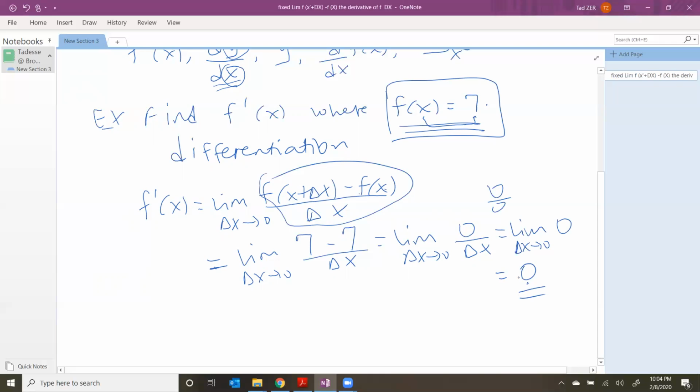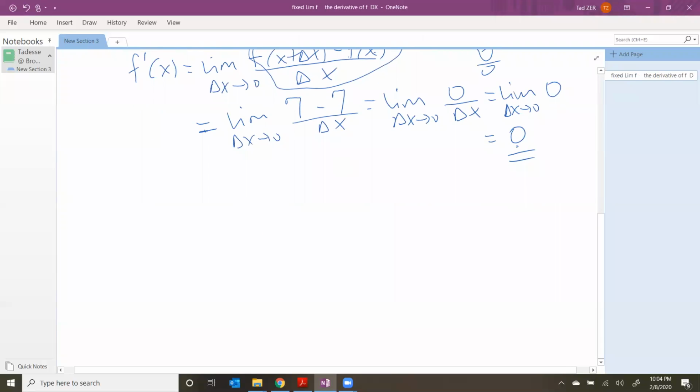So the derived function, the new function which is derived using the limit of the difference quotient, will be what? 0. So this is one very important basic property of derivative, which says the derivative of any constant is 0. Okay, let's see another example. How about the derivative of f of x equal to x, an identity function? So what will be the derivative?